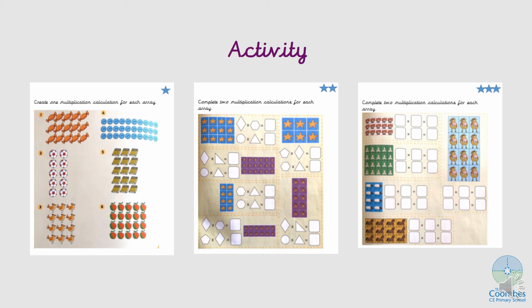Okay, your activity today is to have a look at the arrays from our abacus learning. For the first one, if you're still getting the hang of arrays, just find out one multiplication calculation for each array on there. If you're feeling a bit more confident, have a go at finding 2 for these ones here. And if you're feeling really confident, have a go at the animals and find 2 different multiplication calculations for each array.